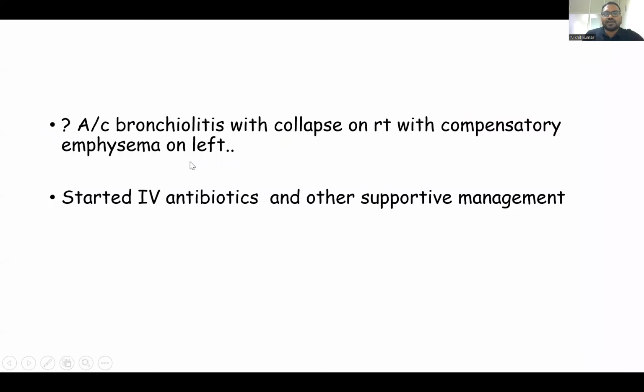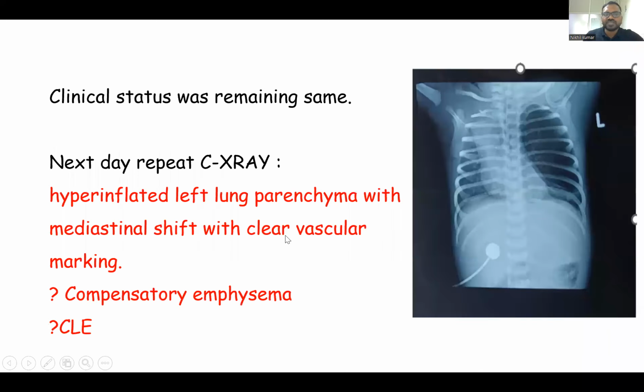So acute bronchiolitis with collapse on the right side and compensatory emphysema on the left was diagnosed, and the baby was started on IV antibiotics and other supportive management. Status remained the same for 2 to 3 days, and the next day a repeat X-ray again showed the same picture: hyperinflated lungs with mediastinal shift and clear vascular markings. So pneumothorax can be ruled out as the vascular markings are clear and there is no collapse of the lung, only hyperinflation.